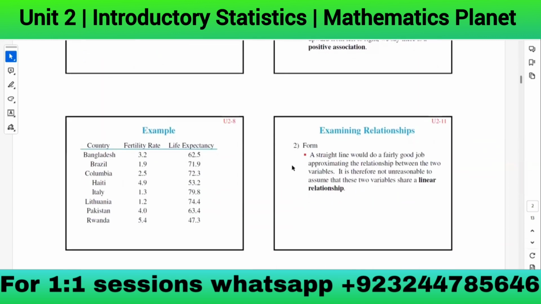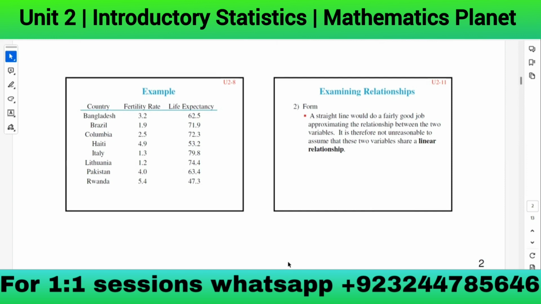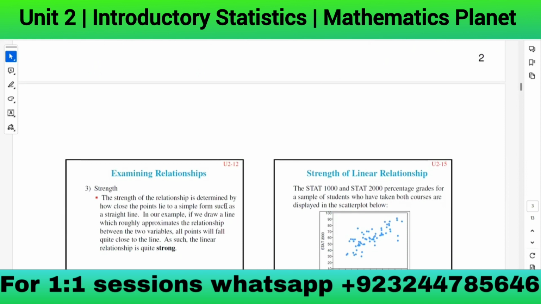Form. A straight line would do a fairly good job approximating the relationship between the two variables. It is therefore not unreasonable to assume that these two variables share a linear relationship. What is linear? Linear means drawing a straight line. So for a linear relationship, there should be a straight line.